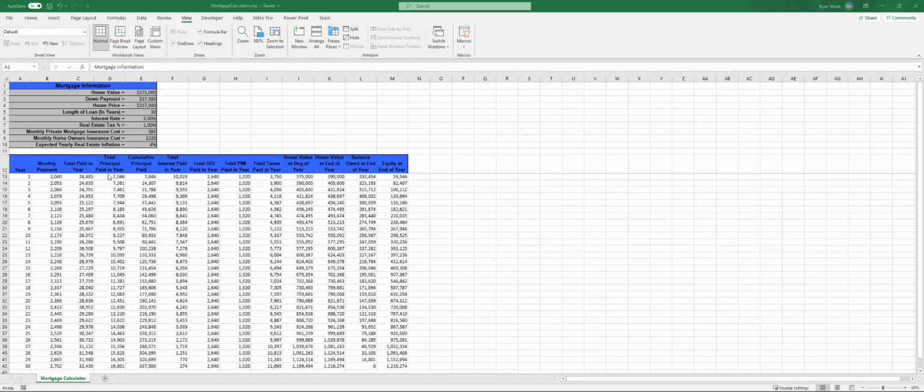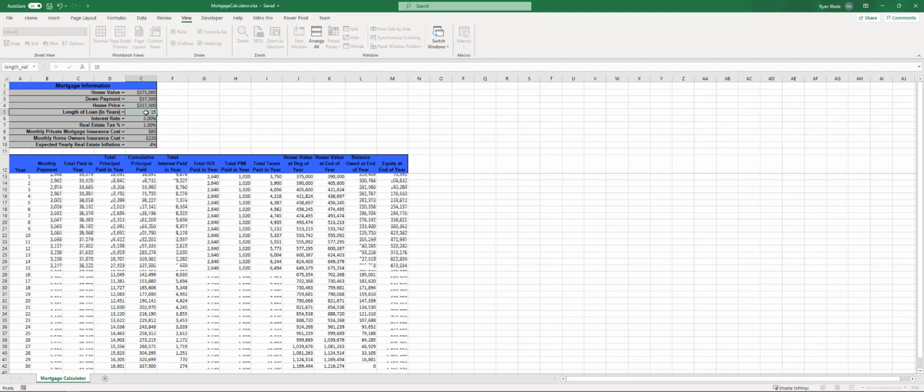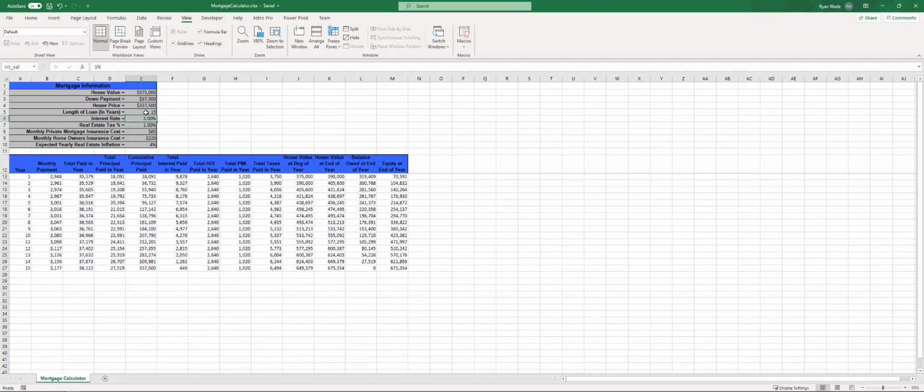But the nice thing about this particular mortgage calculator is that it is totally dynamic. So if the person that's using this mortgage calculator wanted to go from a 30-year loan to say a 15-year loan, they can easily do so by putting in 15, and you can see how the mortgage calculator beneath immediately updates to a scenario where the length of the loan is 15 years.